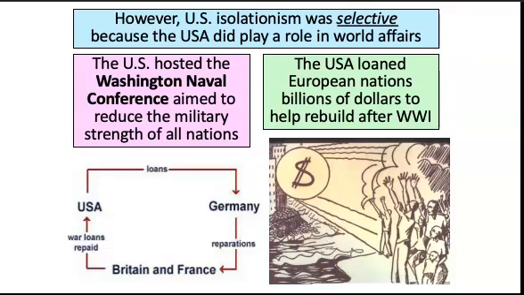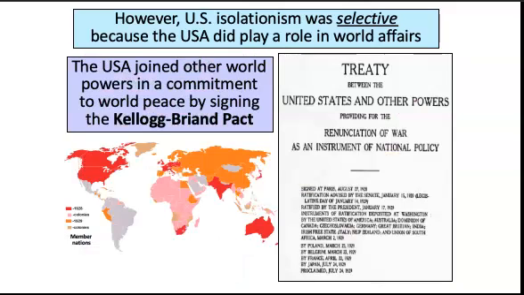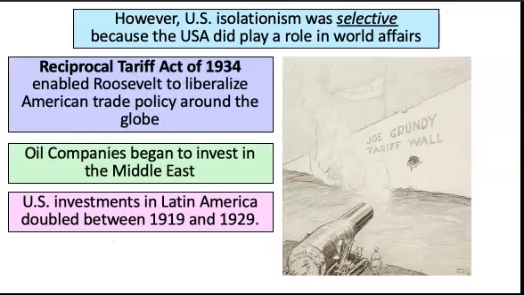Now, the United States was also going to be selective in other ways as well. For instance, the United States joined other world powers in a commitment to world peace by signing what was called the Kellogg-Briand Pact, and the Reciprocal Tariff Act of 1934 enabled Roosevelt to liberalize American trade policy around the globe.